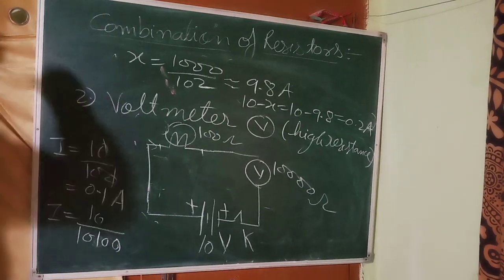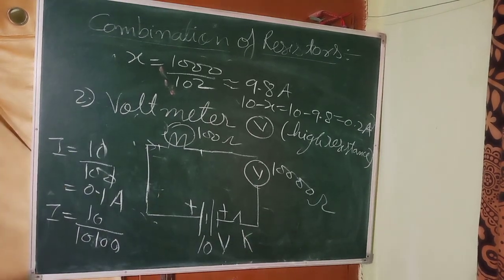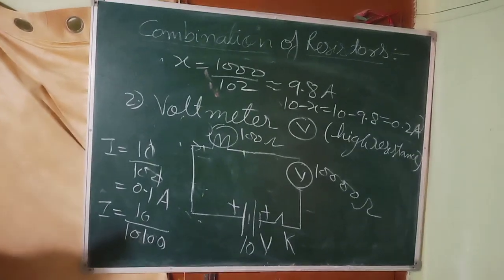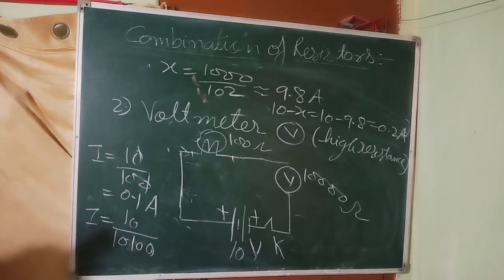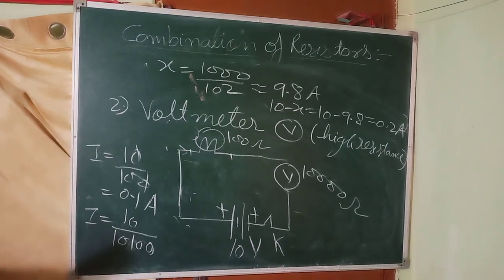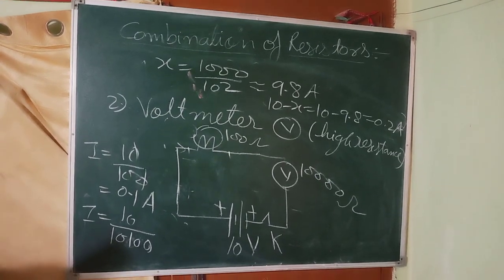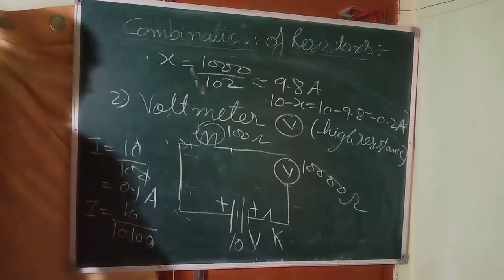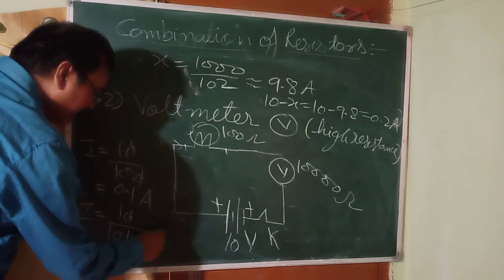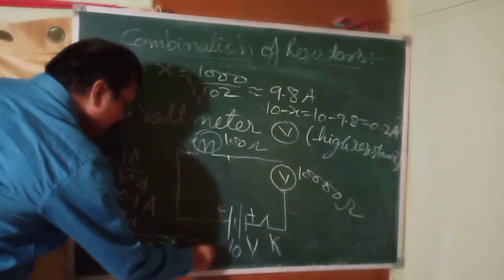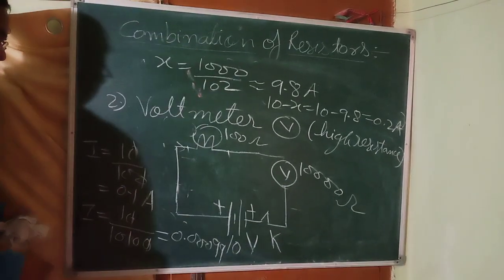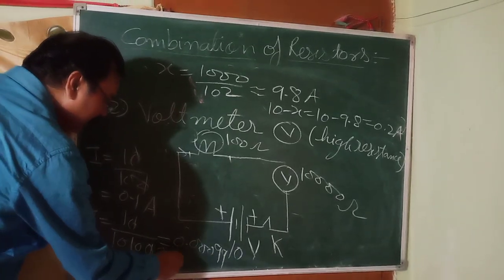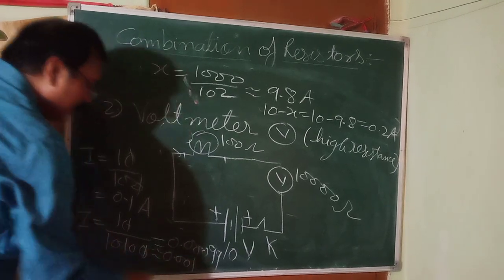Now, when you divide 10 by 10,100, you cancel one 0 and you will have 1 by 1010. So what will you get? You will get 0.00099, something like this. That means you can write it is approximately 0.001.